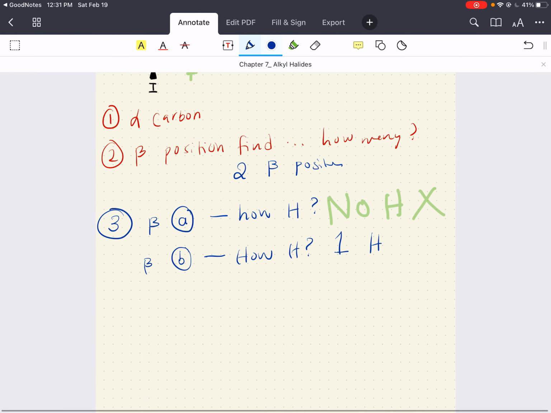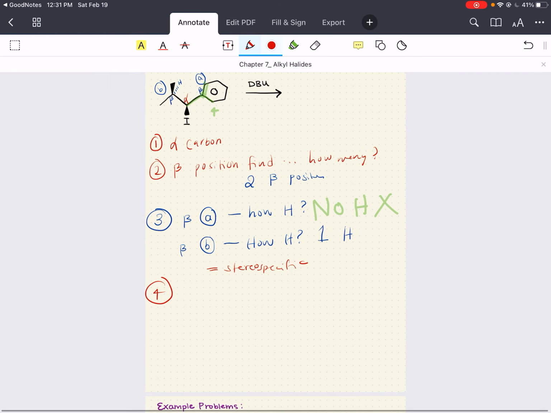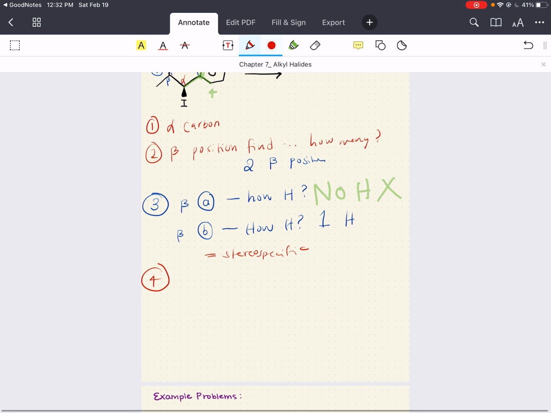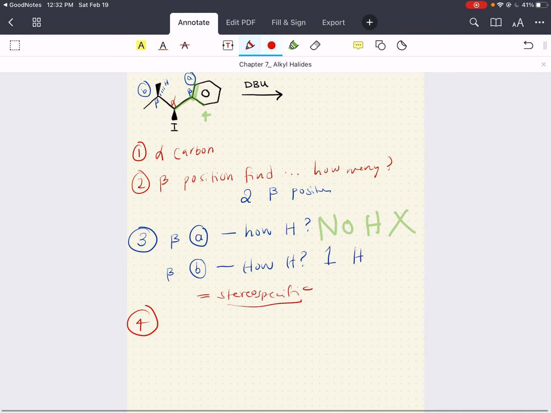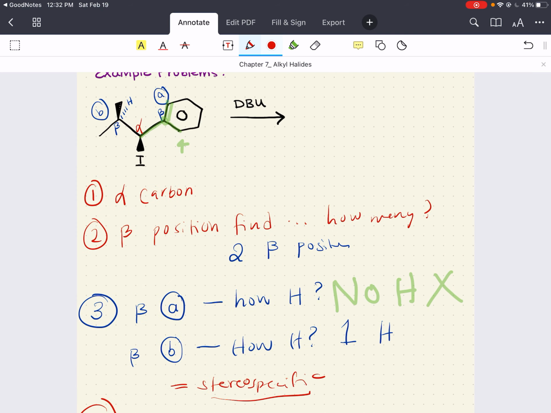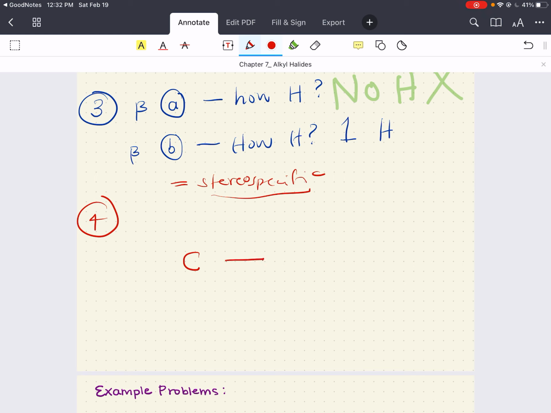You know what that means? One available hydrogen means we need to think stereospecific. All right, so that takes us to step 4. We're going to work with the only beta position we have. We're thinking stereospecific, which means we're going to have to draw the alpha carbon and the beta carbon here. We're going to draw them right here. Boom. And we're going to label them alpha and beta.